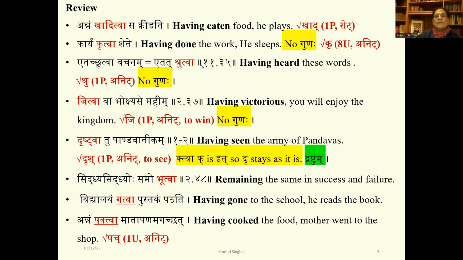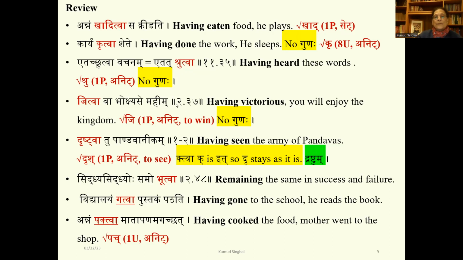Then an example from Bhagavad Gita, chapter 11, verse 35. Etat shrutva. So here is a sandhi, which is etat shrutva. Having heard these words. Now, shru is an anit, and there is also no guna. It is not shrotva. So there is no guna happening here.